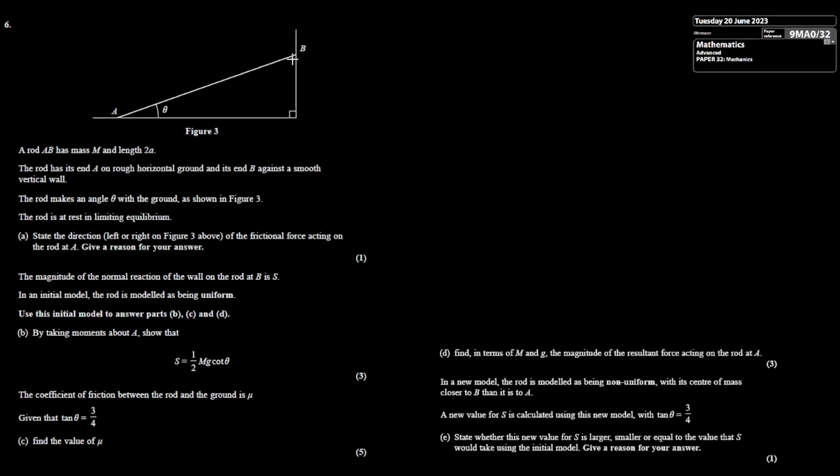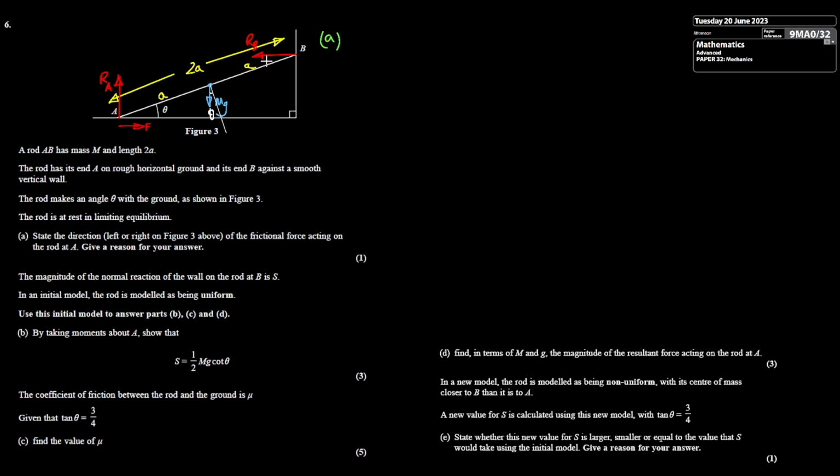So question 6 gives us a rod, rough horizontal ground and a smooth wall. The rod's making an angle theta with the ground, it's resting in limited equilibrium, and it's a uniform rod. And there are facts about the mass and the length of the rod which I will add to the diagram, and then we'll go on from there. Okay, I think I've added most things to the diagram.